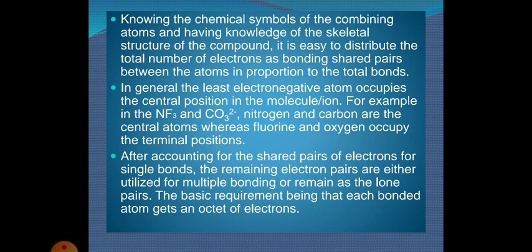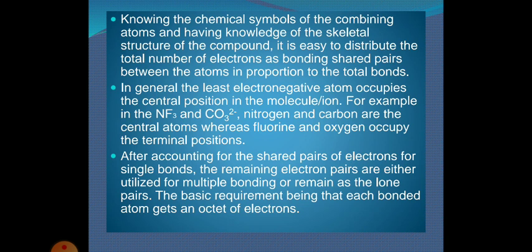By knowing the chemical symbols of the combining atoms and having knowledge of the skeletal structure of the compound, it is easy to distribute the total number of electrons as a bonding shared pair between the atoms in proportion to the total bonds. Now, in general, we can say the least electronegative atom occupies the central position in the molecule or ion. For example, NF3 and CO3 2 minus. Nitrogen and carbon are the central atoms, whereas fluorine and oxygen occupy the terminal positions.